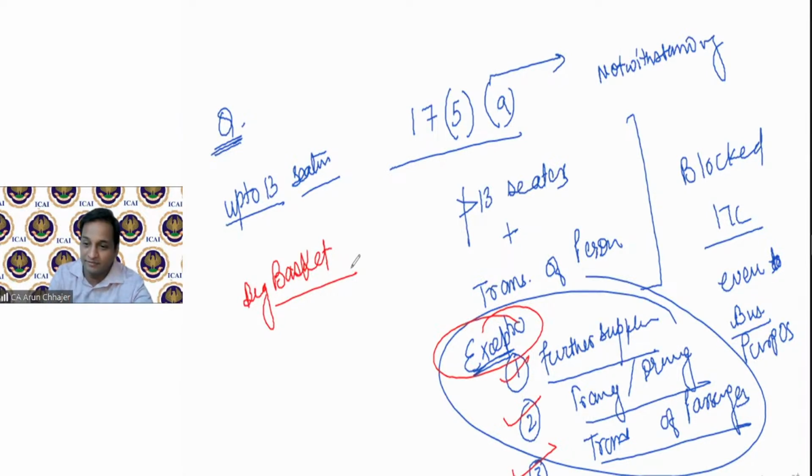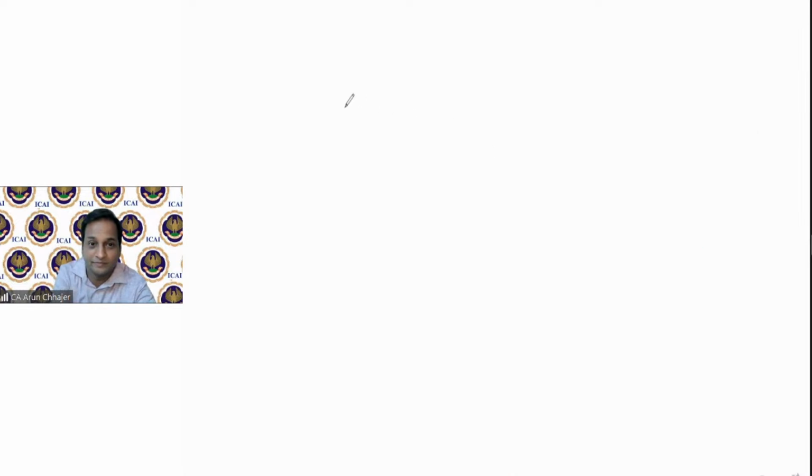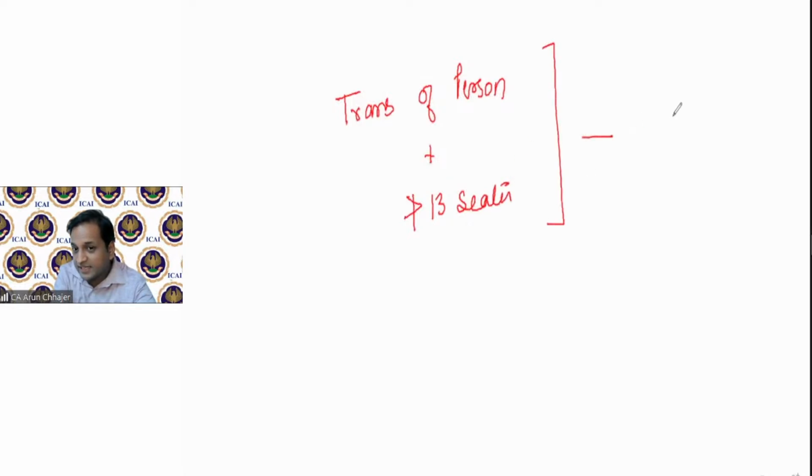Now see, very important point. Which car is blocked? This does not belong to my particular case study, but yes, it is important. If the vehicle is for transportation of persons and up to 13-seater, then ITC is under the block category.